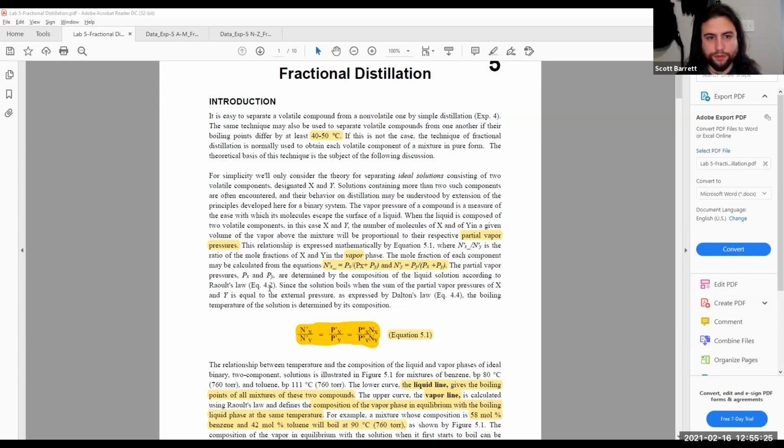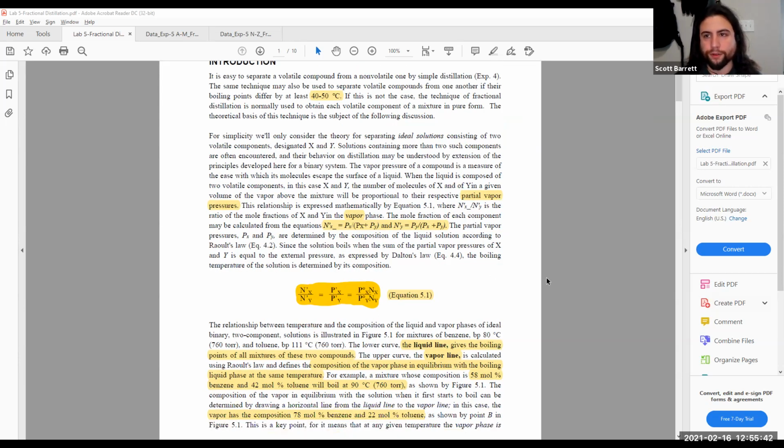And if you're looking at the partial vapor pressures, Px and Py are determined by the composition of the liquid according to Raoult's law. That is not listed here, but I would still refer back to these equations in order to calculate your mole fractions obtained. We will be explaining this further as we go down into the chart so that you can look at the graph and understand the mole fractions better.